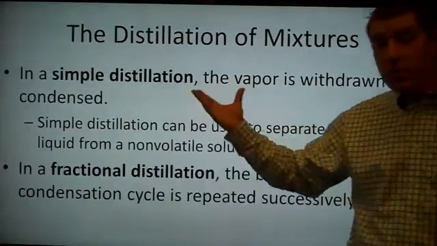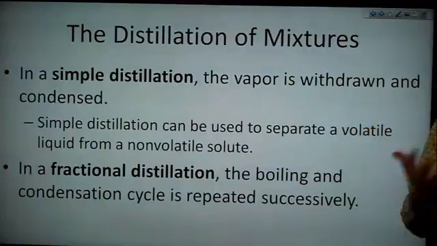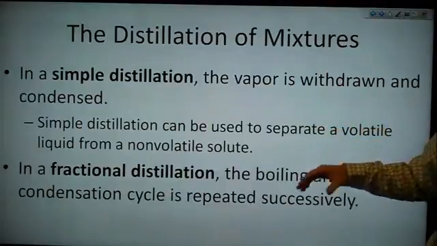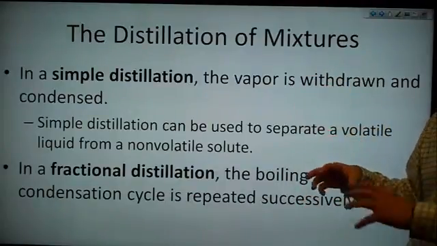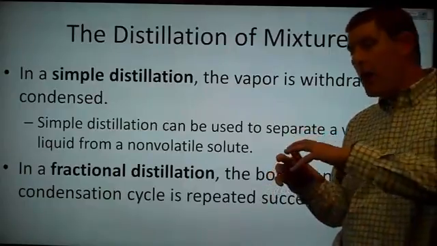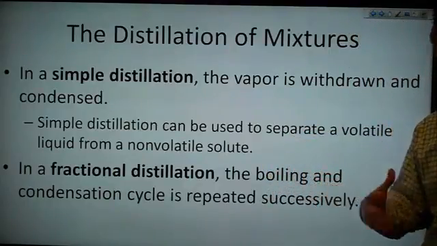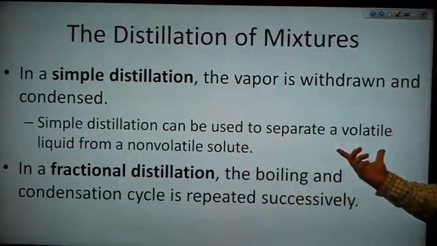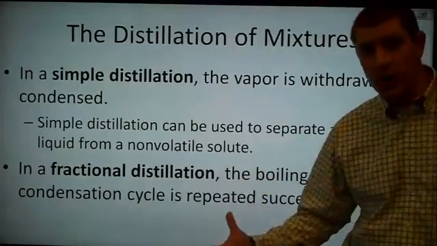In a simple distillation, our vapor is withdrawn and then it's condensed. We just do this one time. We heat up our liquid phase until it boils, or until a portion of it boils, and we take the vapor phase and cool it back down to condense it back into a liquid, and then we're done. Simple distillation can be used to separate a volatile liquid from a non-volatile solute.